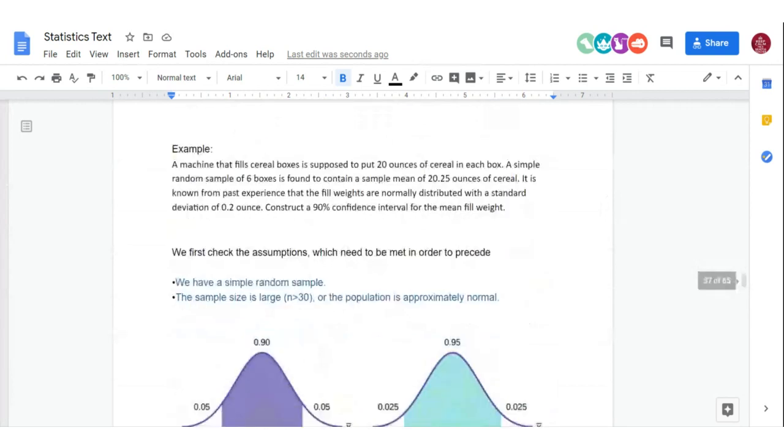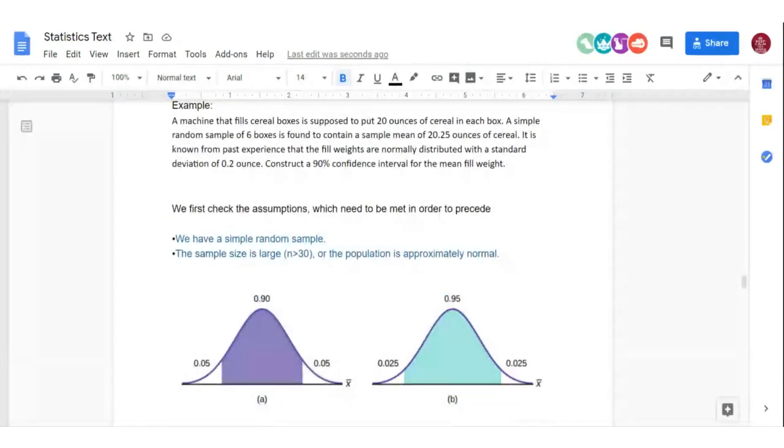All right, so a machine that fills cereal boxes is supposed to put 20 ounces of cereal in each box. A simple random sample of 6 boxes is found to contain a sample mean of 20.25 ounces of cereal. So that's the X bar there. X bar, sample mean. It is known from past experience that the fill weights are normally distributed with a standard deviation of 0.2 ounces.